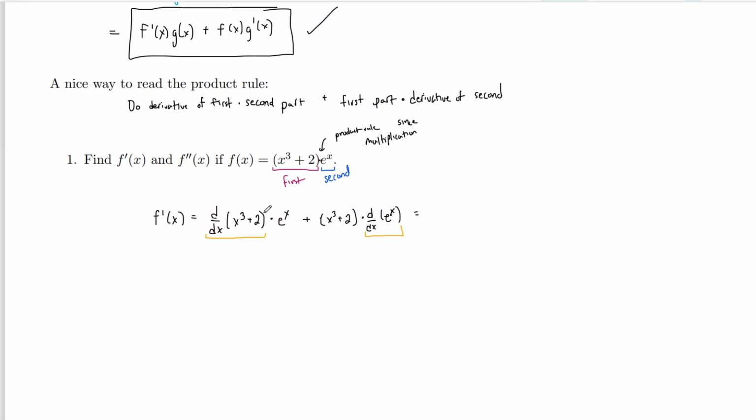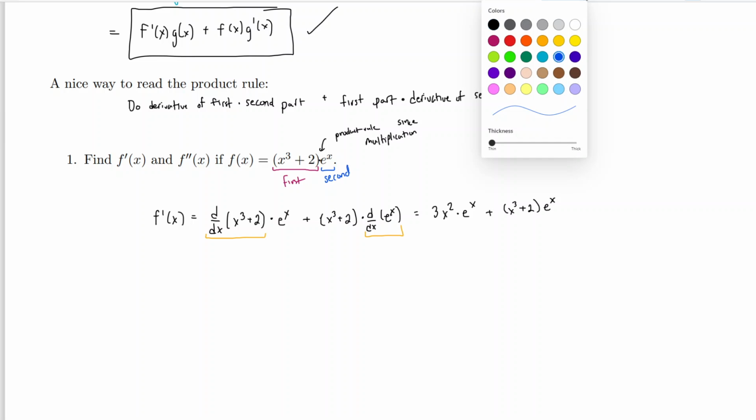The derivative of x cubed plus 2. We did a lot of practice last section, so hopefully you can realize the steps we're going to go through here. We do the derivative of each part. The derivative of x cubed is 3x squared. The derivative of 2 is 0, so the derivative here is just 3x squared. We multiply it by e to the x. Then we add. We have x cubed plus 2, which is just by itself. And then we do the derivative of e to the x. And the derivative of e to the x is itself. So it's just e to the x.